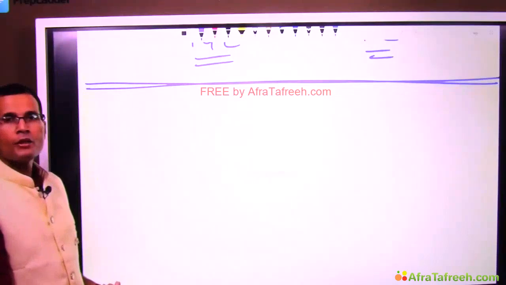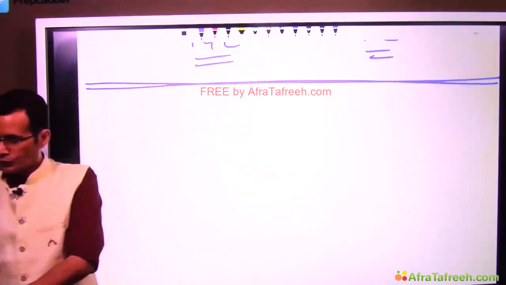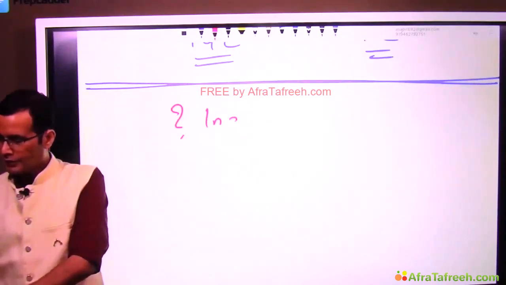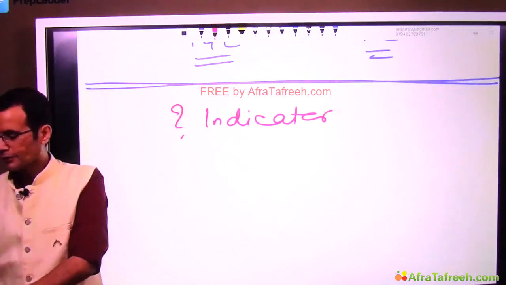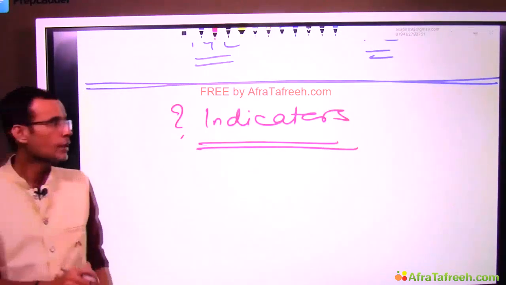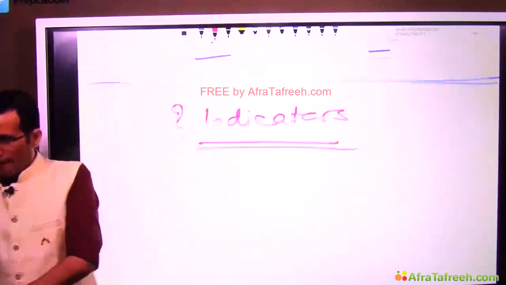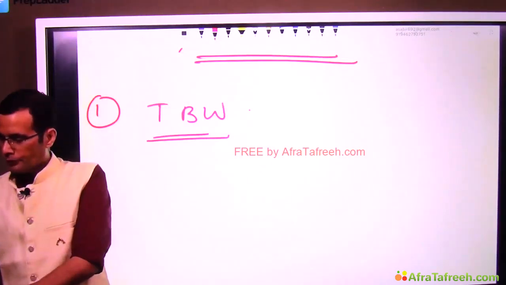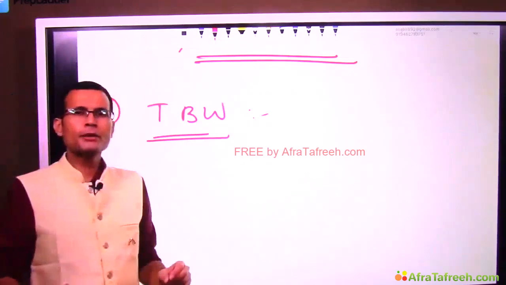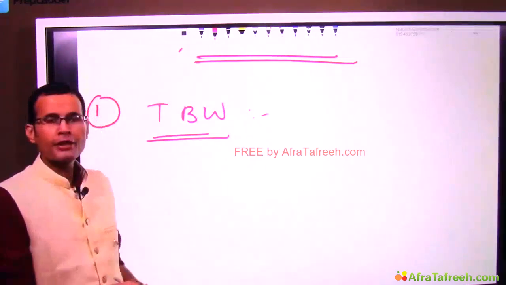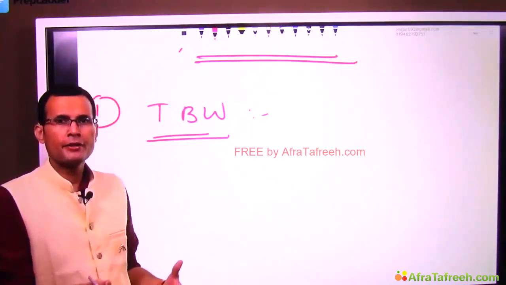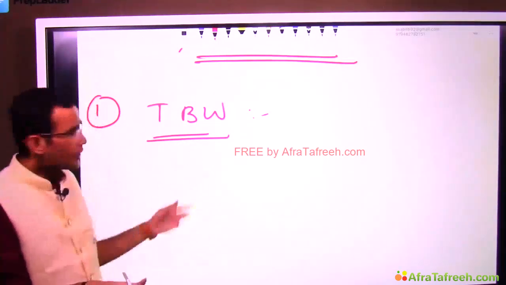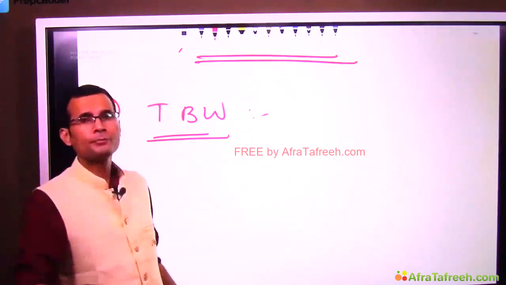Now let us see what indicators are used. What are the various indicators which are used for this method? Total body water. What should be the criteria for an indicator to be used to measure these various compartments?